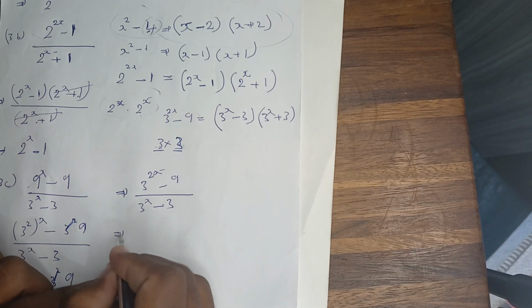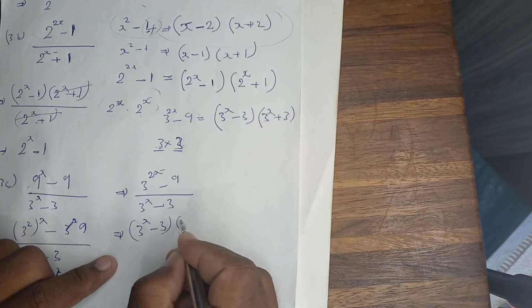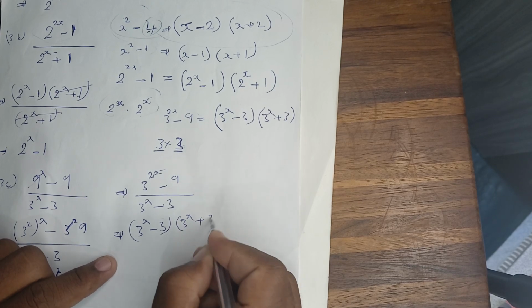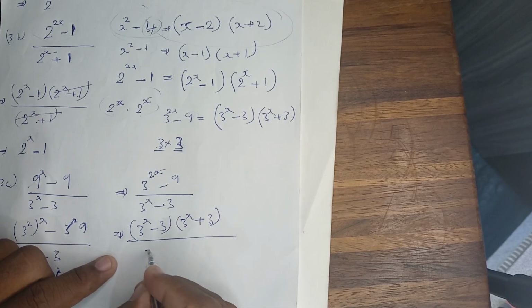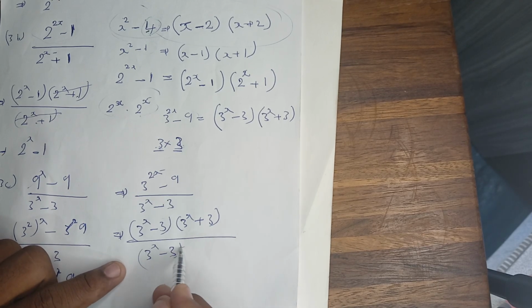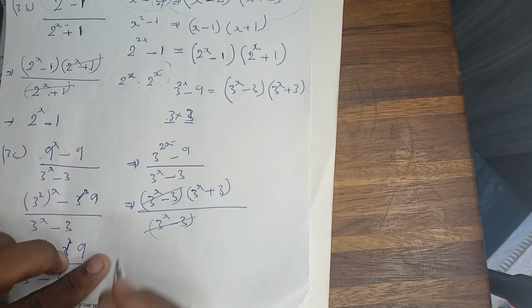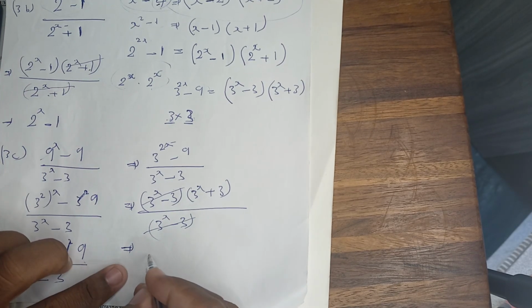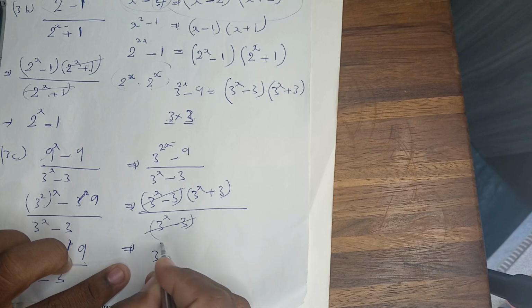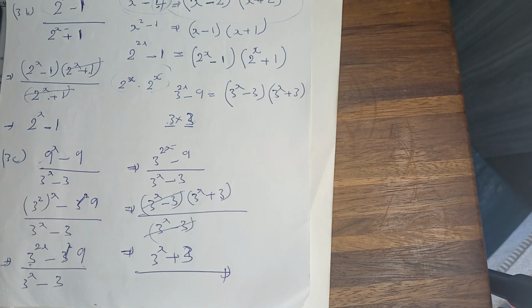So it will be like this: 3 to the exponent x minus 3, then 3 to the exponent x plus 3 divided by 3 to the exponent x minus 3. You can see that this one and this one will cancel since they are the same. From there, it will be 3 to the exponent x plus 3, like this. So this is how we simplify. From now, I think we are done for 3c.